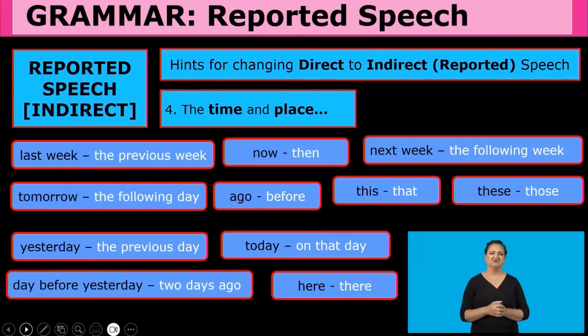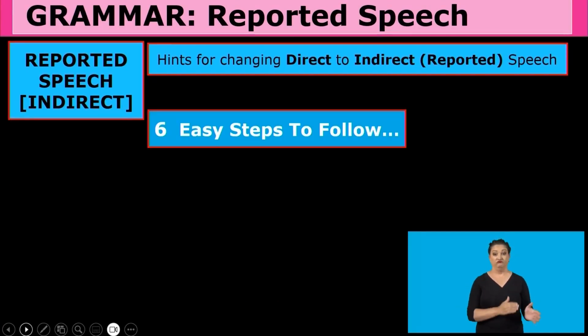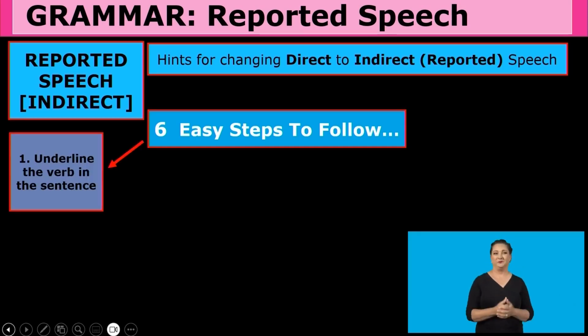So these are your possible changes that you are going to encounter when you must change your time and place. When we move on, I want to identify 6 easy steps that you can follow. So let's dig right in.